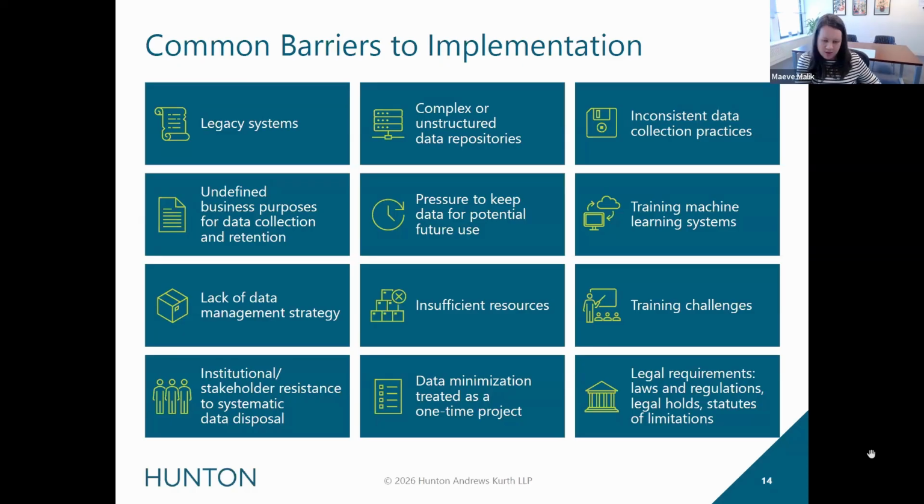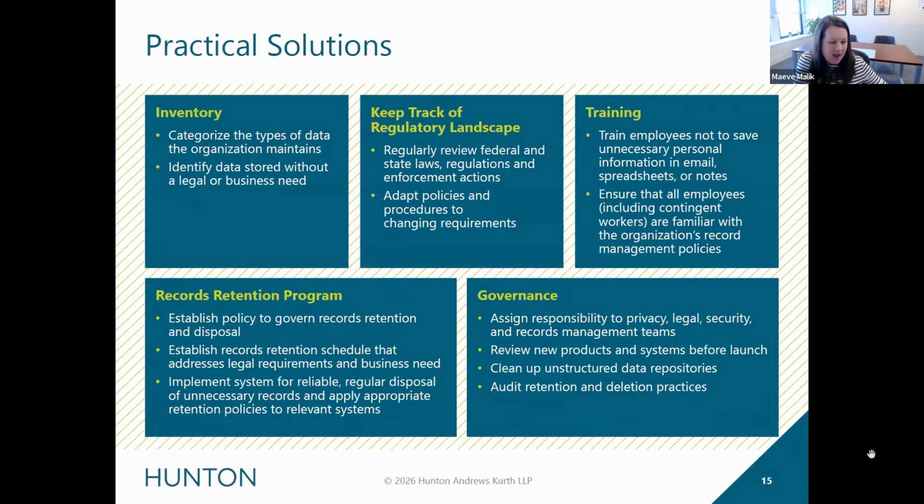So if we could go to the next slide and talk about what do we do? I would say first step, if you haven't begun to address data minimization in your organization, is to actually inventory the types of data that you have and where it resides.